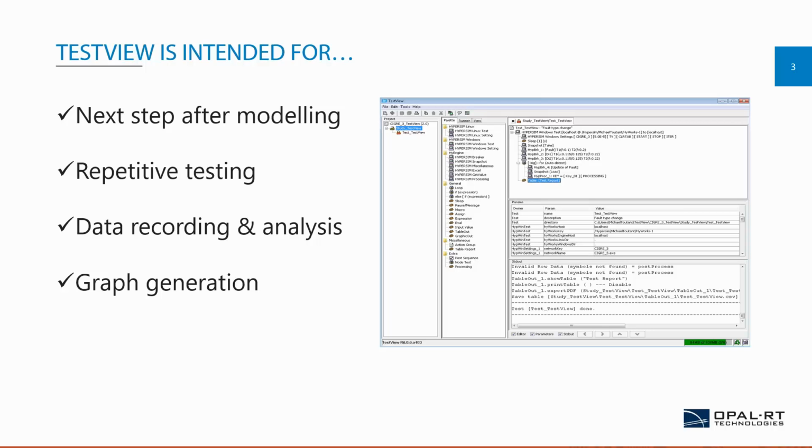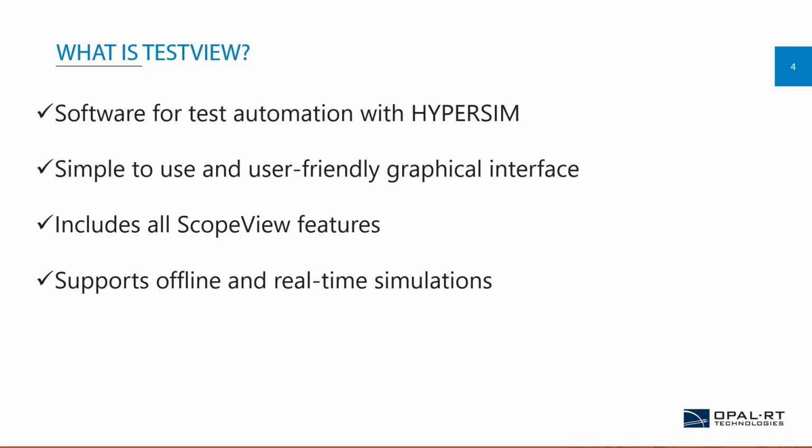During those repetitive tests, the key elements are often data recording, analysis post or during the test sequence, graph generation, and also report generation. In a nutshell, asking someone to do the same task over and over again will always be inefficient. This is where TestView comes in. More practically, it is used to implement the test automation that was described in the previous slide.